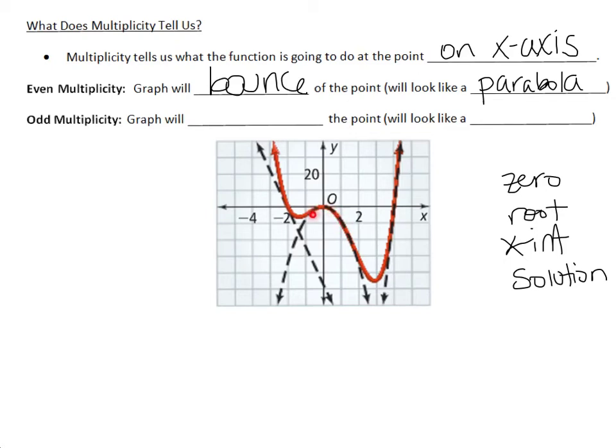With odd multiplicity, our graph will go through the point. It will look like a line.